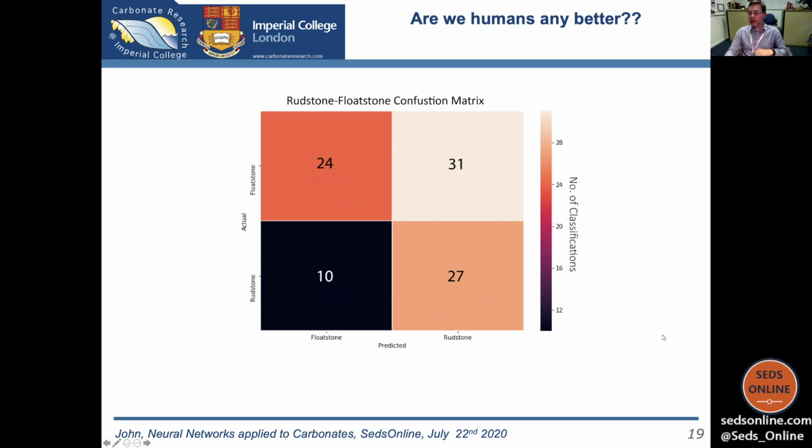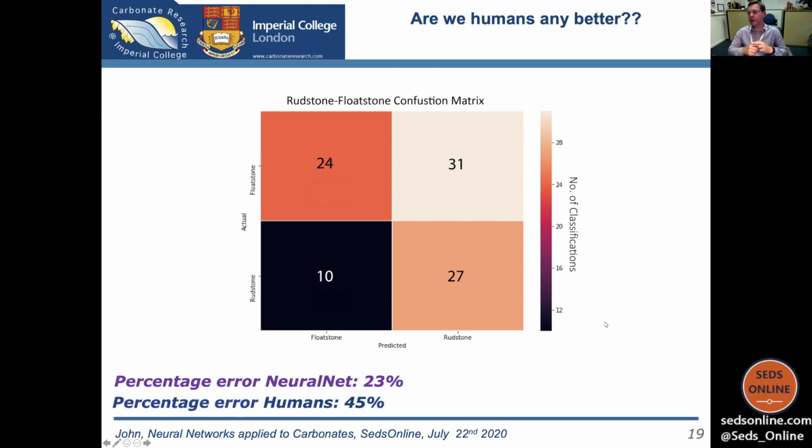So are humans better? If you look at the previous matrix, the neural net has an error on these two lithologies of about 23%. So 23% of the time, it will misclassify a floatstone for a rudstone or vice versa. Humans, 45%. So much higher actually than the network.